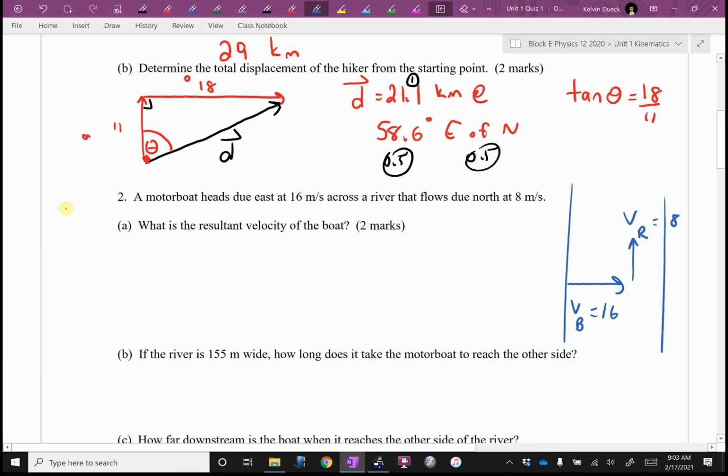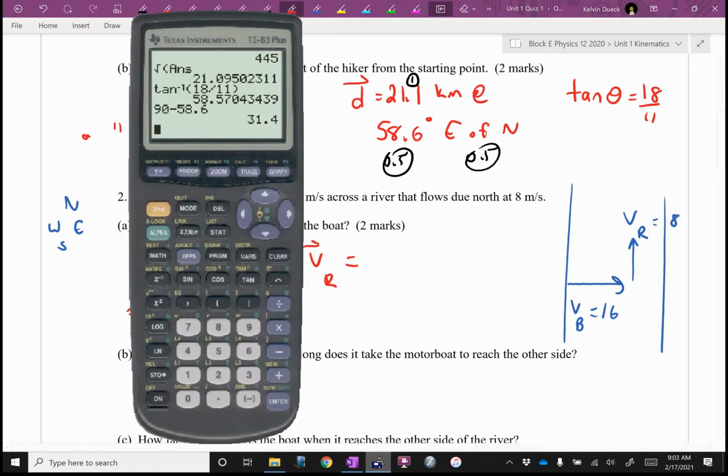It's going to be, I better draw a compass rose, Mr. Dewick. Looks like it's going to be 16 plus 8. There is the resultant. It's going to have a magnitude of 16 squared plus 8 squared, square root. Do you get 17.9 meters per second?